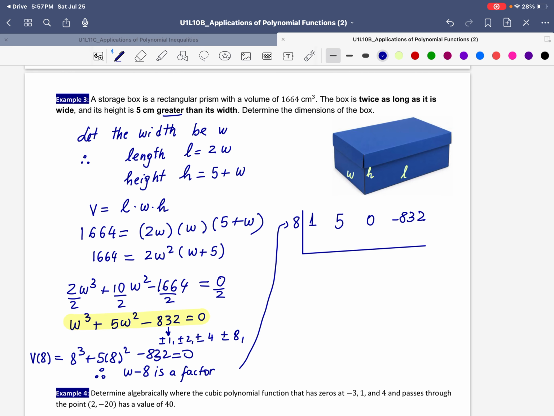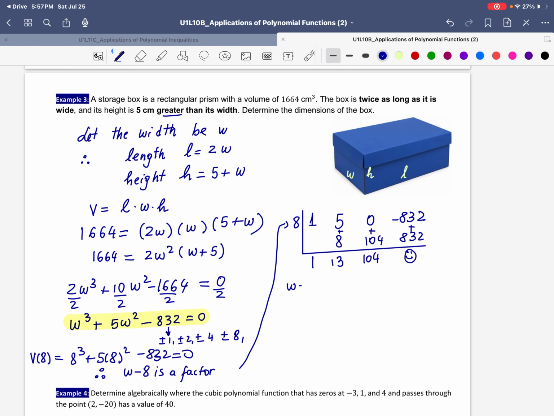8. So bring 1 down, 1 times 8. 8 plus 5, 13. And then we get 13 times 8, which is equal to 104. 0 plus 104 is 104. 104 times 8 is positive 832. And as you can see, the remainder is indeed 0.